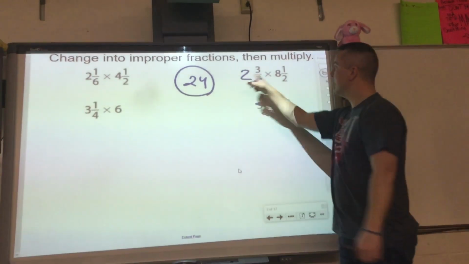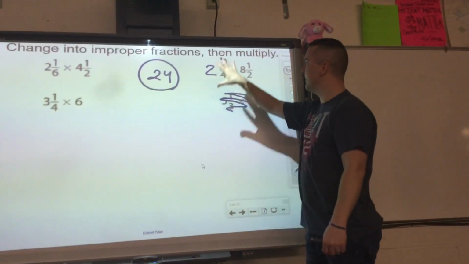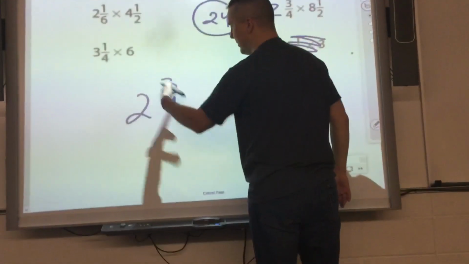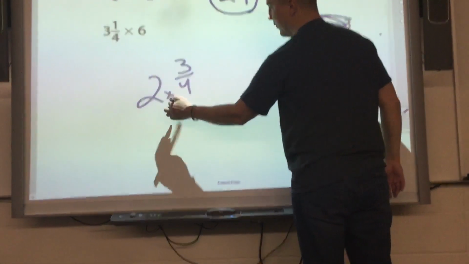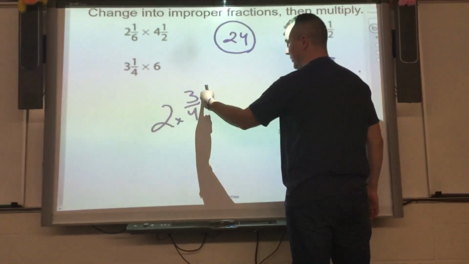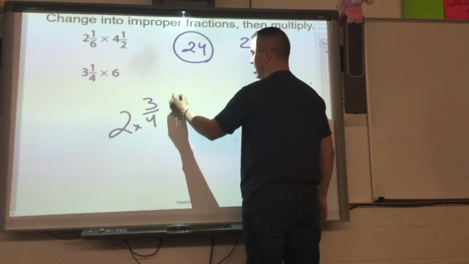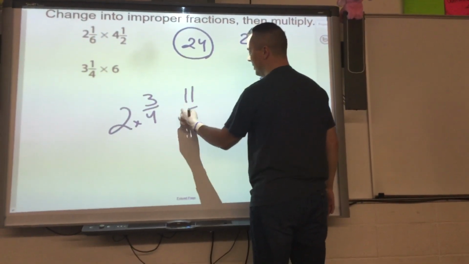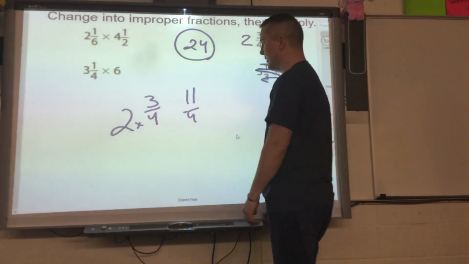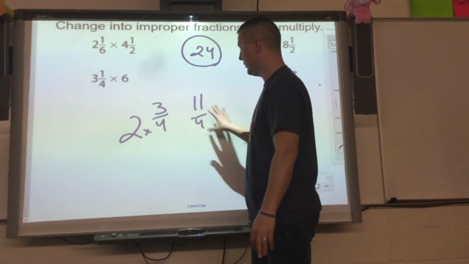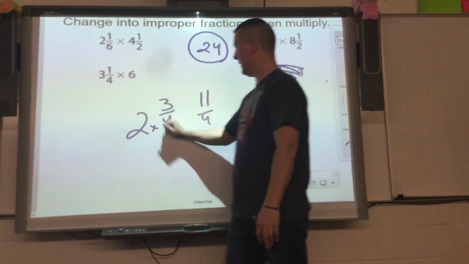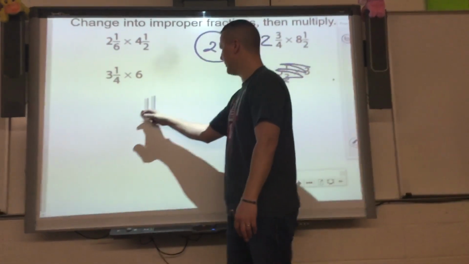Let's convert. Remember, mixed to improper. 2 and 3/4. I gotta change this. Well, 4 times 2, 8. 8 plus 3, 11. 11 fourths. These are equal to each other. All I'm just doing is 4 times 2 and adding that on there. Okay? And we've done this for a while, so this should be somewhat of a review.